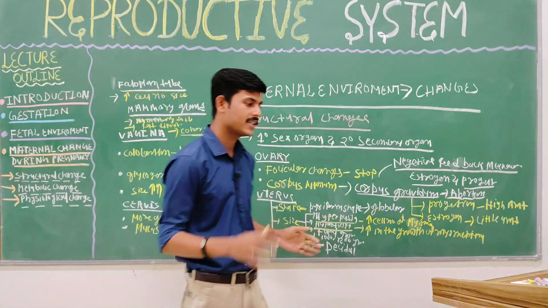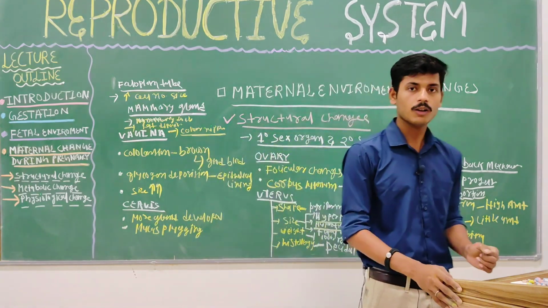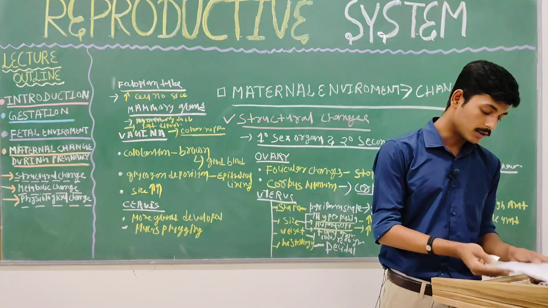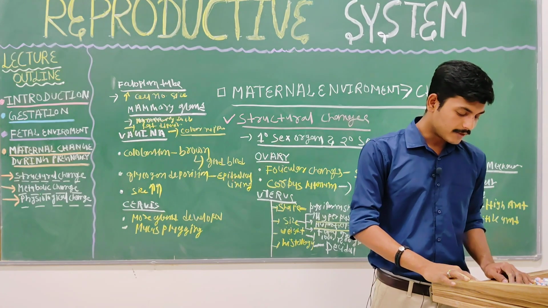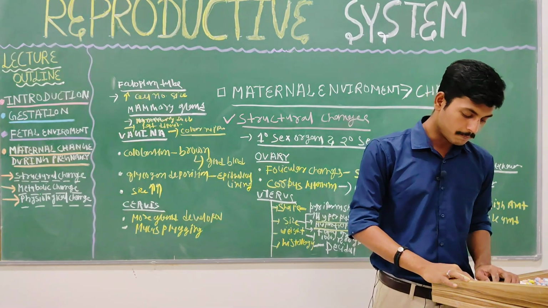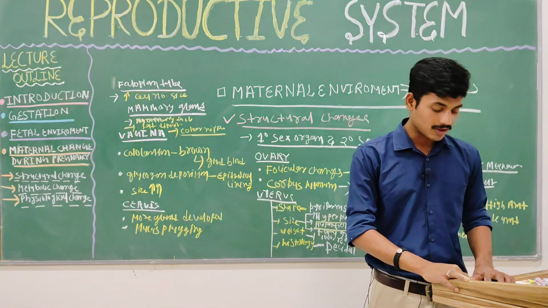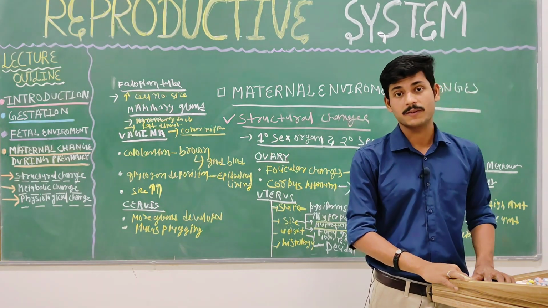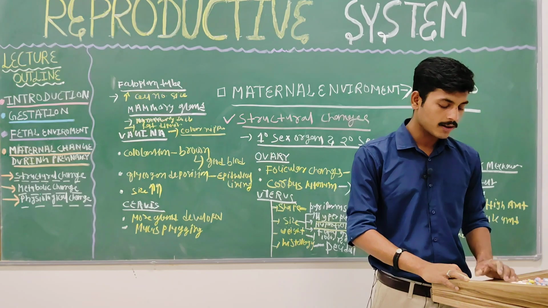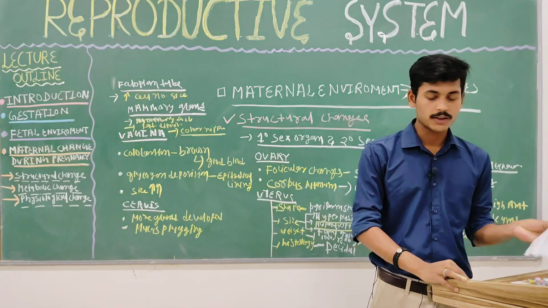It basically differentiates into three layers. If you want, write down the names. The first is the decidua basalis, which is the maternal part. Then the decidua capsularis, which is around the developing fetus, and the decidua parietalis, which lines the rest of the uterus.